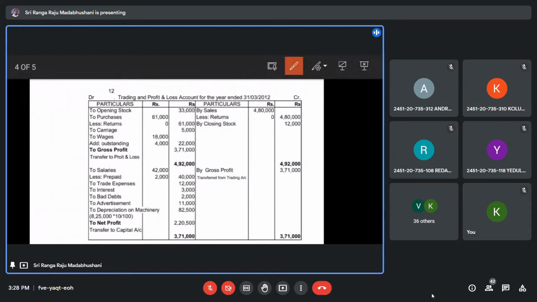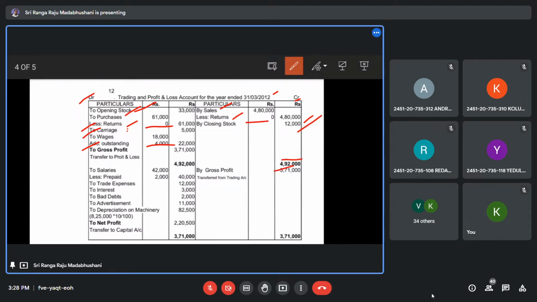So trading and profit and loss account for the year ended so and so. On the debit side in trading account, first we will write opening stock, purchases. From purchases you have to subtract purchase return. I said it is mandatory, just write it down. If it is not given, put hyphen or zero. Similarly, credit side sales, from sales you subtract sales return. Then carriage, then wages, with outstanding wages added. Then adjustment, closing stock, credit side.